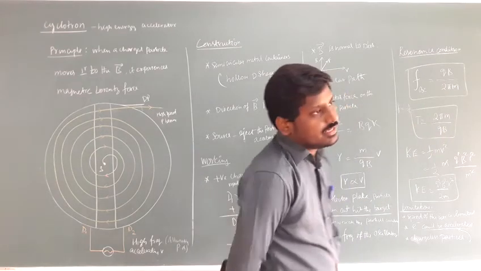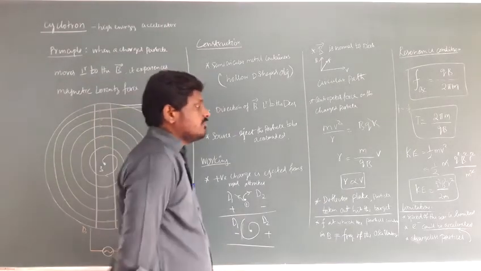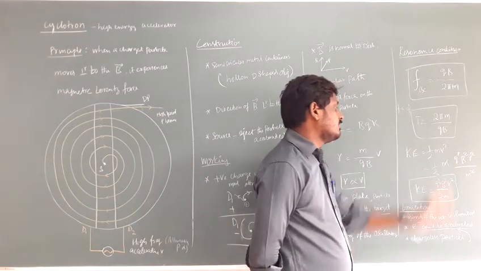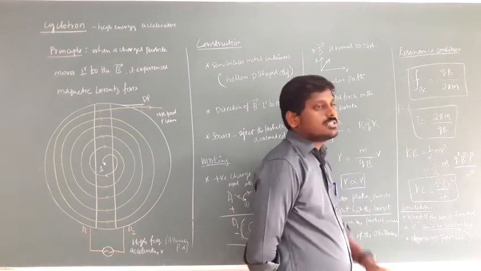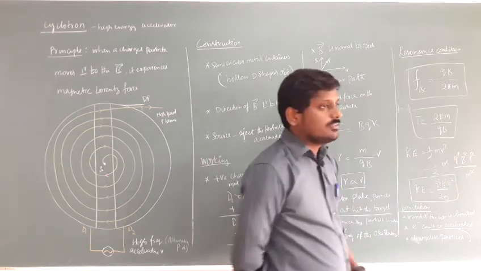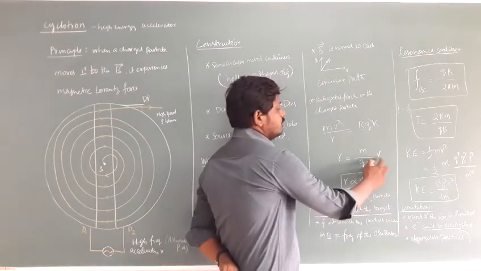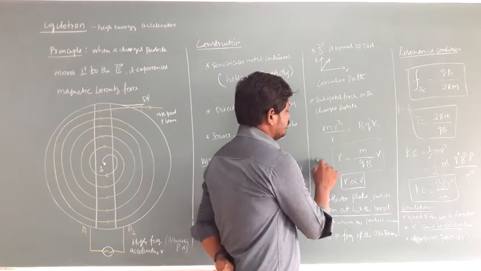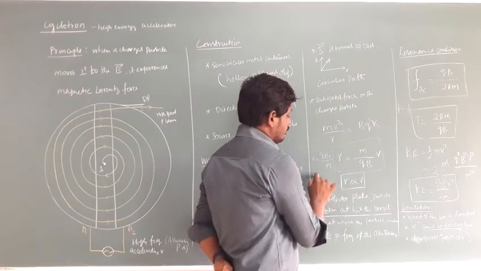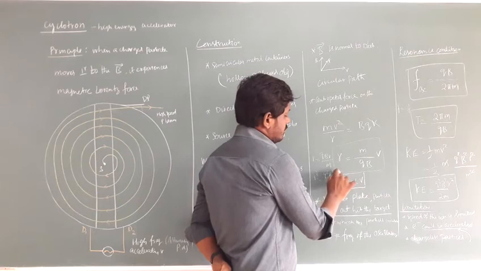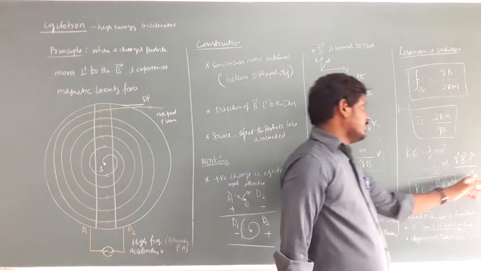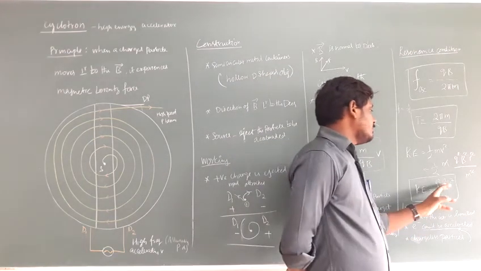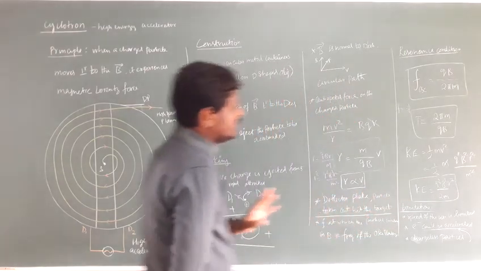Then what is the kinetic energy? Kinetic energy is the energy possessed by the particle by virtue of its motion. If it moves, it has some velocity, and it should have some mass. So kinetic energy equals half mv squared, where m is the mass of the proton and v is the velocity of the charged particle. We get v using this formula: r is equal to mv by qB. Just rearrange, you will get v equal to qBr by m. So v squared equals q squared B squared r squared by m squared. Just substitute, then m squared and m cancel. Finally you will get the kinetic energy of the charged particle, q squared B squared r squared by 2m.